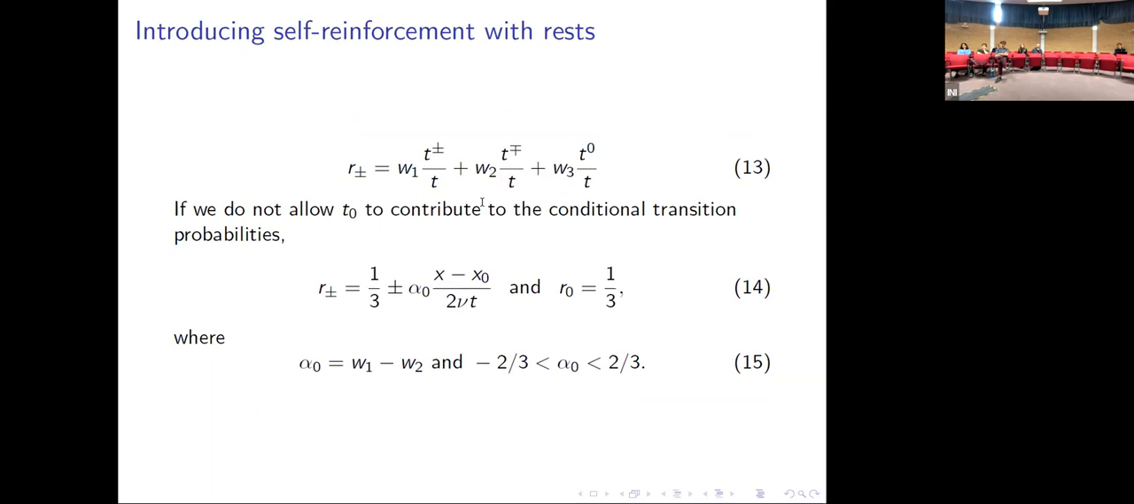Because it doesn't really make sense to allow the decision to rest to self-reinforce, we don't allow T naught to dominate in the dynamics. And we now try to formulate two symmetric conditional transition probabilities, R plus and R minus. And we end up with what you see in equation 14. I hope you can see that there's a striking similarity between that and the conditional transition probabilities that we used before. And now we can define alpha naught as W1 minus W2. That takes different values, but this is still the same self-reinforcement parameter.